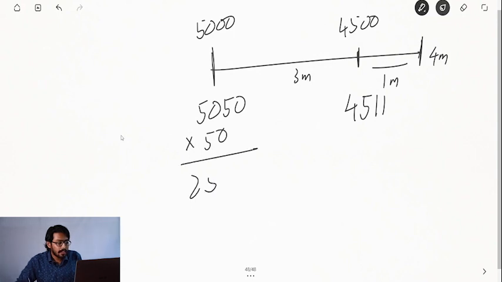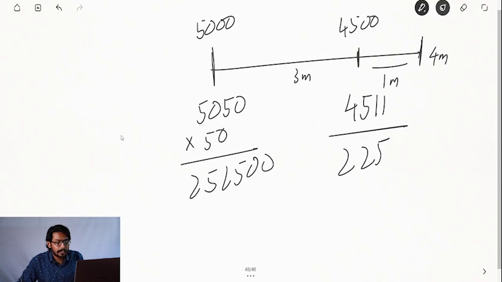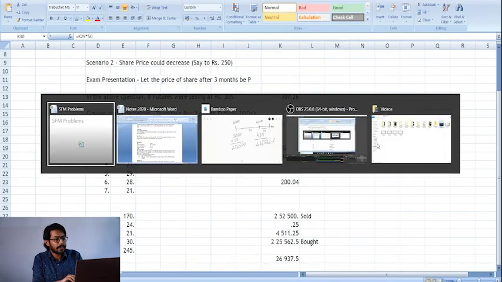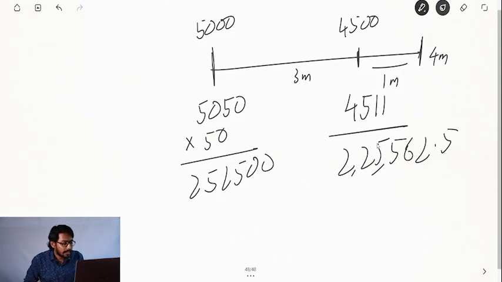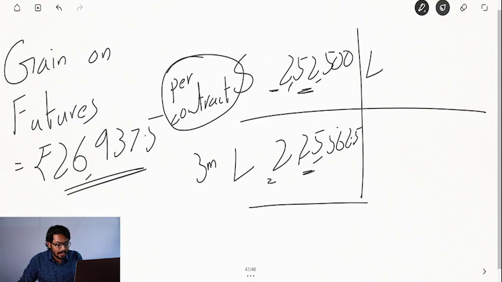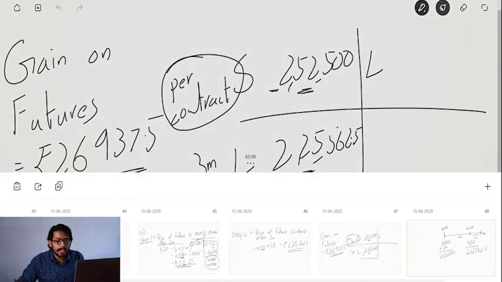So you'll have 2,52,500 and here 2,25,562.5. Something like that, guys. What was the price? 2,25,562.5. That's right. The gain on the futures contract is ₹26,937. Mind you, per contract. Per contract.